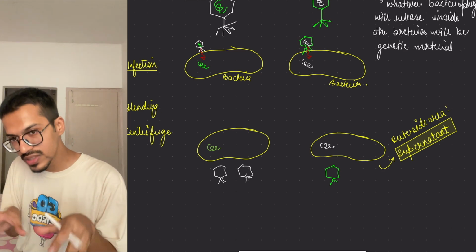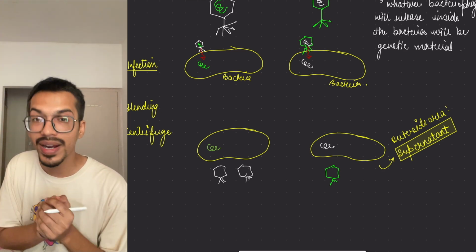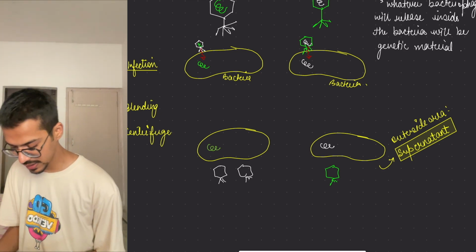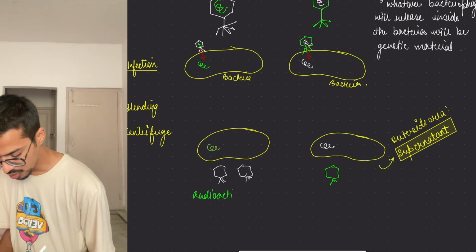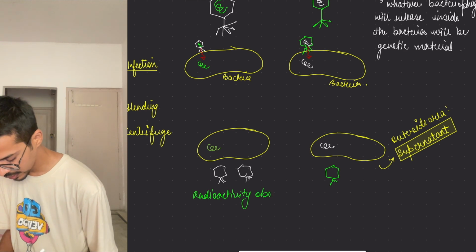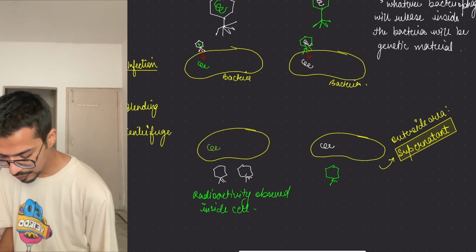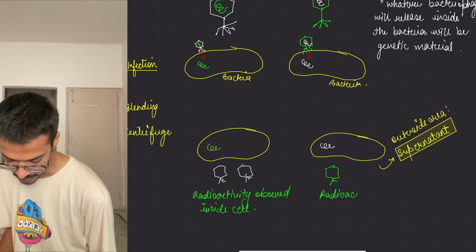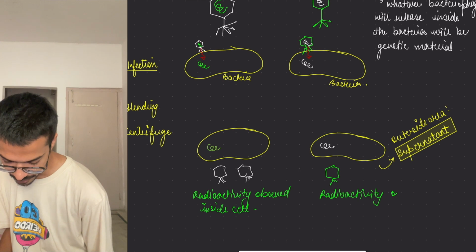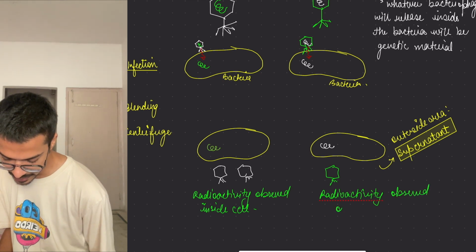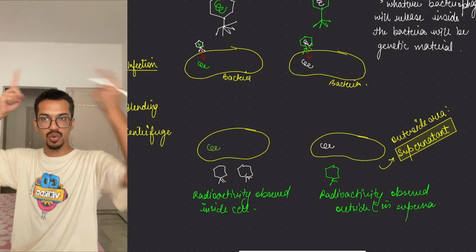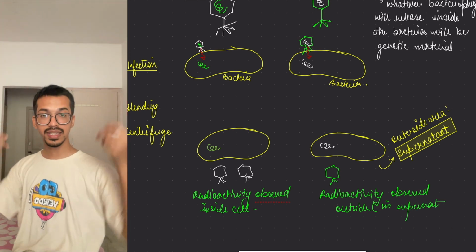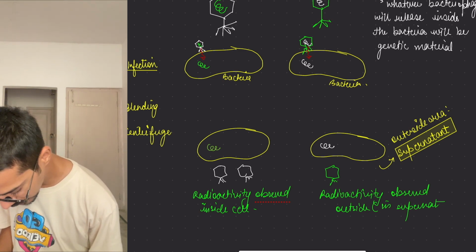So if you see the outside area and the inside, where will you find the radioactivity? Here in the first case, radioactivity is observed inside the cell, whereas here radioactivity is observed outside, that is in the supernatant area. Meaning if I am the bacteria, this whole outside area, whatever is not with my body, is the supernatant.